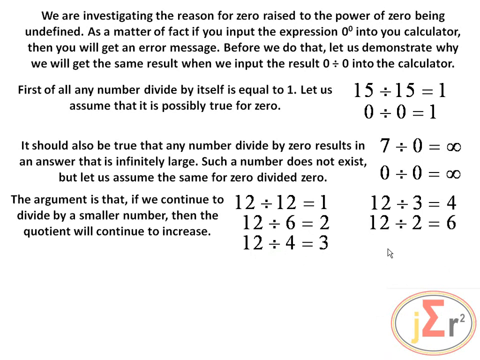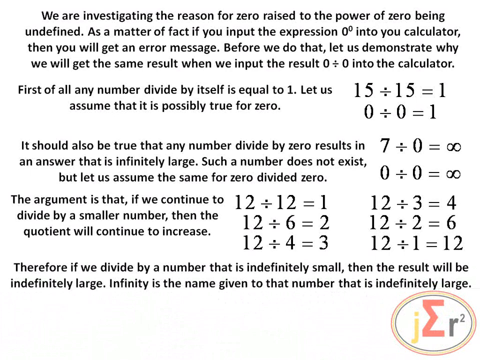Smaller still if we divide by 2. 12 divided by 2 is equal to 6. And 12 divided by 1 is equal to 12. Therefore, if we divide by a number that is indefinitely small, then the result will be indefinitely large. Infinity is the name given to the number that is indefinitely large, which is the number that we get when we divide by 0, because 0 is indefinitely small. So the number that we get when we divide by 0 is indefinitely large, and we represent that by infinity.